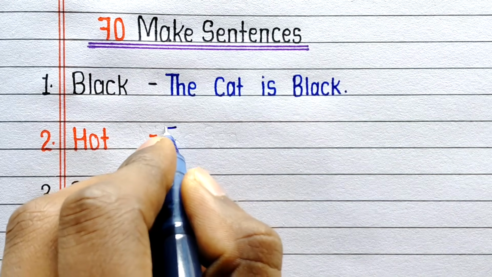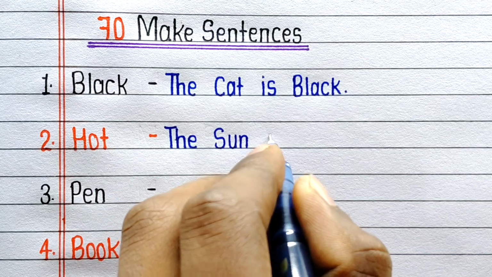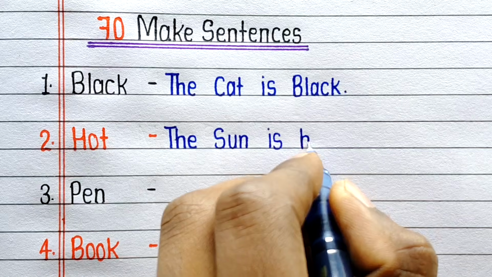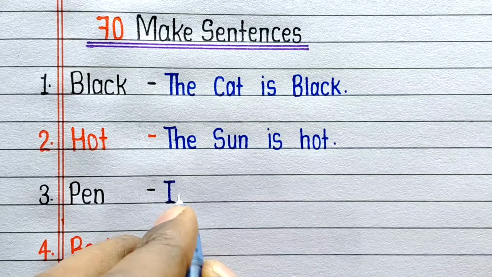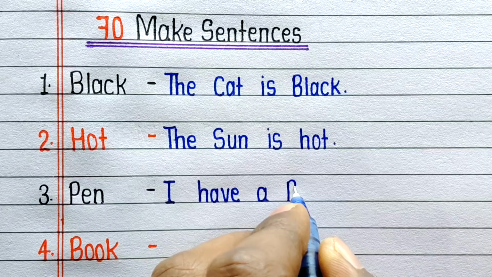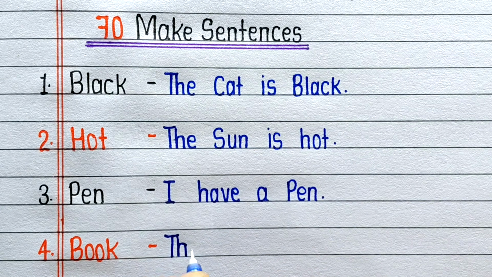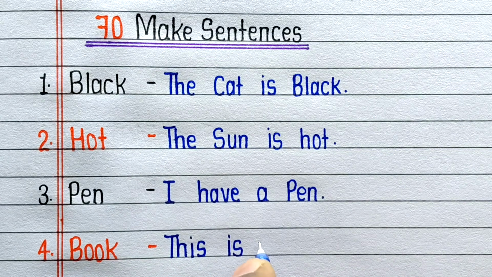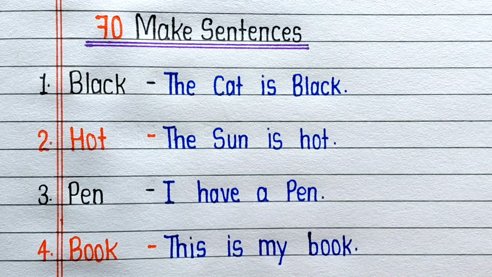Black. The cat is black. Hot. The sun is hot. Pen. I have a pen. Book. This is my book.